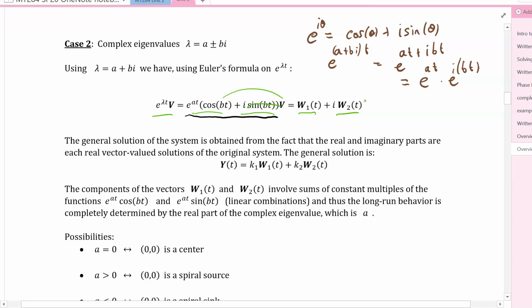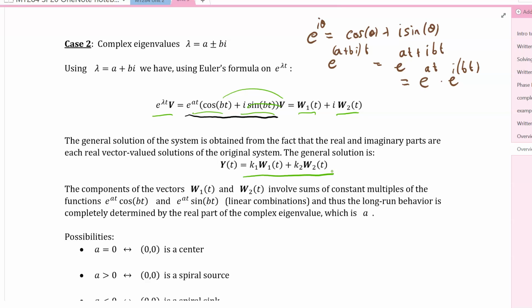And this is where the complex case is interesting. We can build the general solution by essentially throwing away the i. It turns out that W1 and W2, the real part and the imaginary part, which are real vector valued functions, are actually solutions to the original system, and that allows us to write the general solution down as a linear combination of those two solutions, W1 and W2. Again, there's no i in that formula. This is a real vector valued function that will solve our system, assuming it has complex eigenvalues.